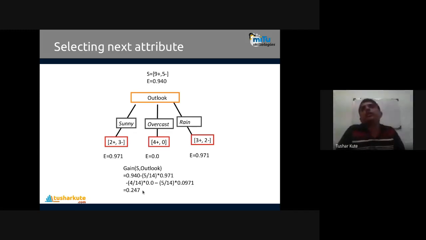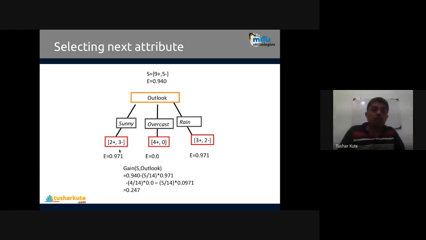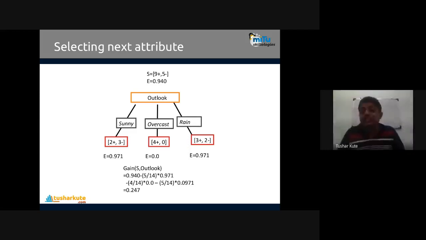We combine together, and we got the gain as 0.247 for outlook. Now compare. Humidity 0.15, wind 0.048, and outlook 0.247. Which attribute is having the highest information gain? Which is that? Outlook. That's why in the decision tree splitting, outlook is chosen first for the split.